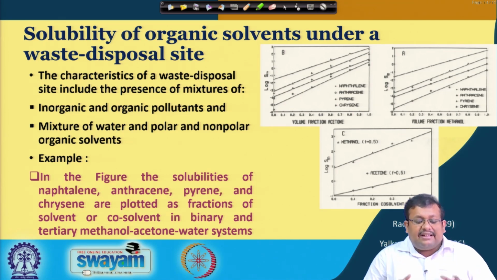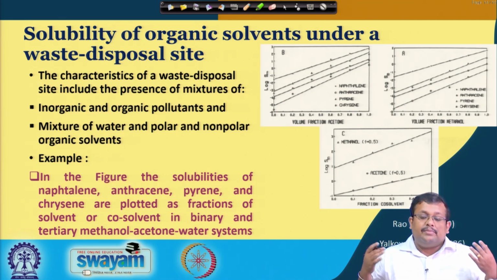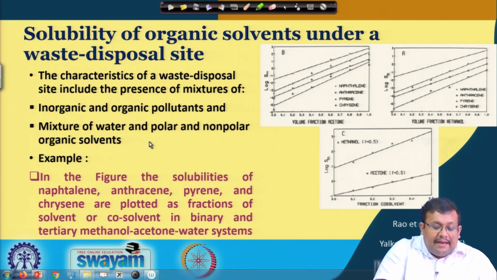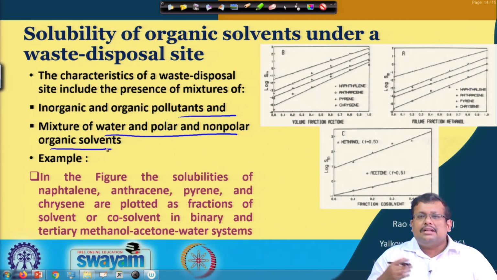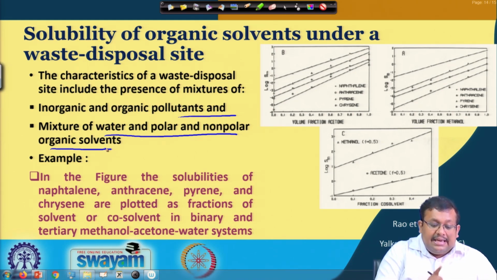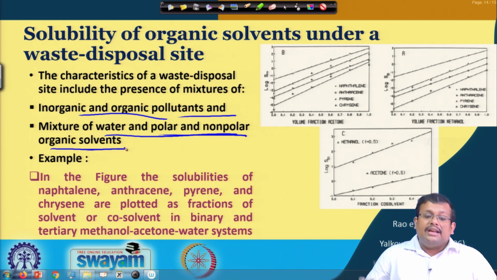So, basically the characteristics of a waste disposal site include the presence of a mixture of inorganic and organic pollutants and a mixture of water and polar and non-polar organic solvents. If you see, the waste disposal site is a complex site, as different complex biological and biogeochemical processes are going on. So, you can see in those waste disposal or landfill sites, inorganic and organic pollutants as well as a mixture of water and polar and non-polar organic solvents.